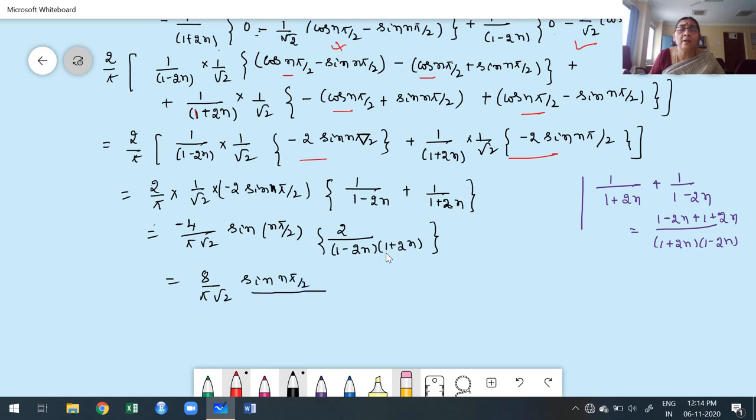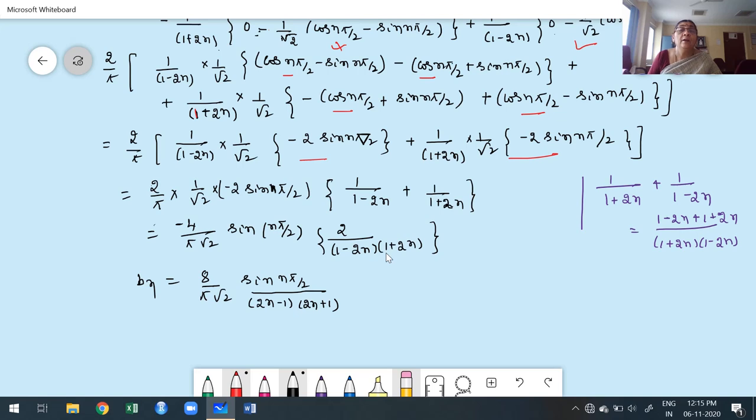If you want to write here itself, what we get? 2n minus 1 into 2n plus 1. I've taken minus n in the denominator. This is my bn. This is my bn.